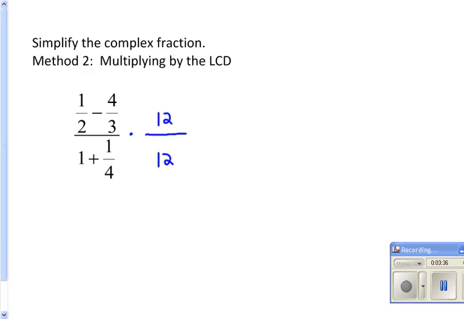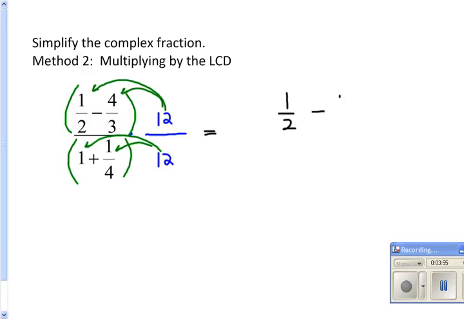Okay, now I need to do the distributive property. I'm going to multiply this 12 into both parts. And here's how the problem will look. My original problem said 1/2 minus 4/3 divided by 1 plus 1/4. And I'm going to multiply each part of the fraction by 12.